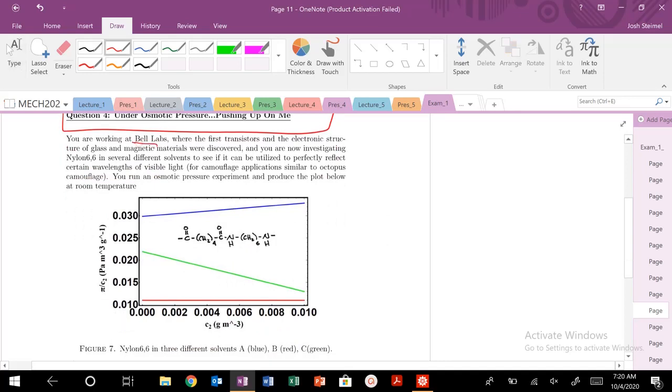Working at Bell Labs, first transition is electronic structure of glass and magnetic materials were discovered. Investigating nylon 66, so this structure right here. Different solvents, which can be utilized to perfectly reflect certain wavelengths of visible light. Camouflage equation for octopus camouflage.